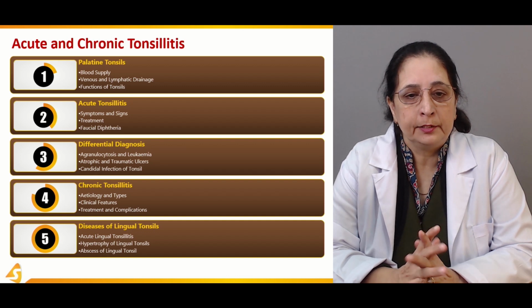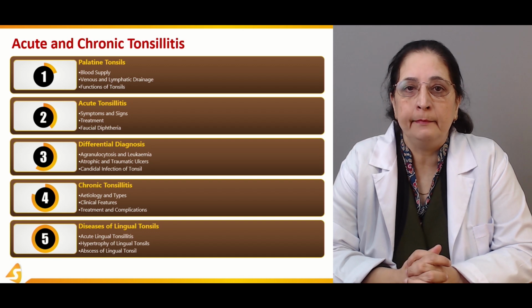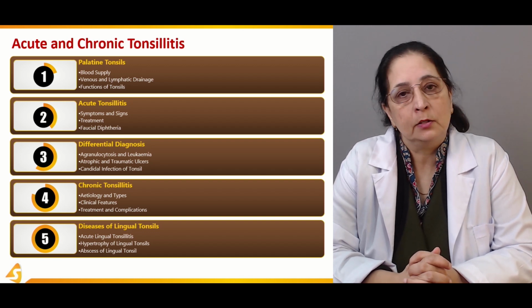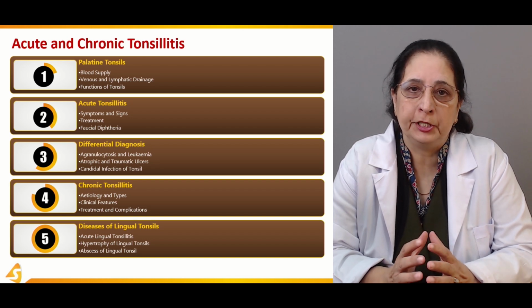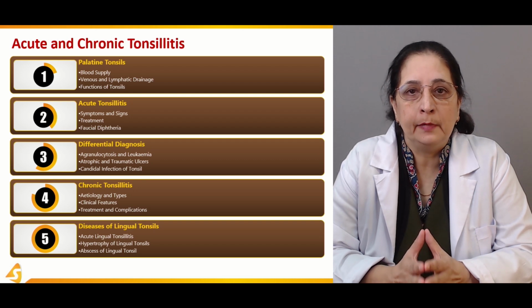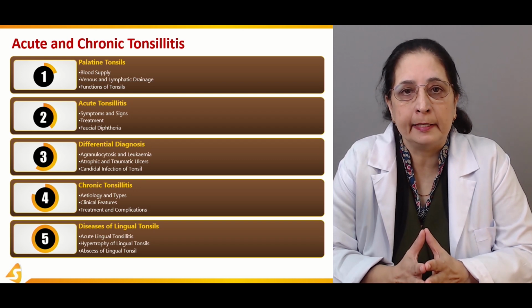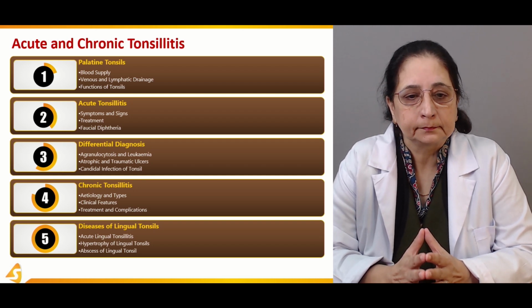In the first section, we will talk about the blood supply, venous and lymphatic drainage, and also functions of the palatine tonsils. So, first section, we will cover mainly the palatine tonsils, what's the blood supply, venous and lymphatic drainage, and the functions of the tonsils.